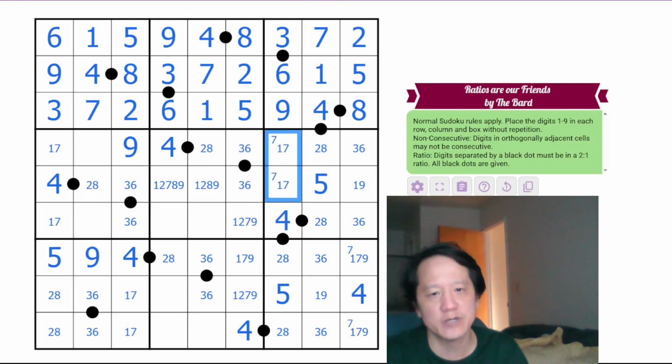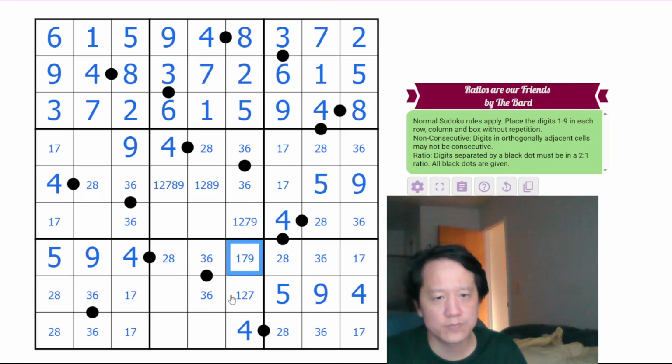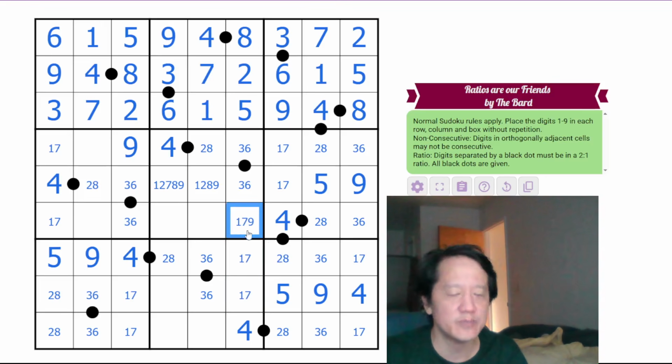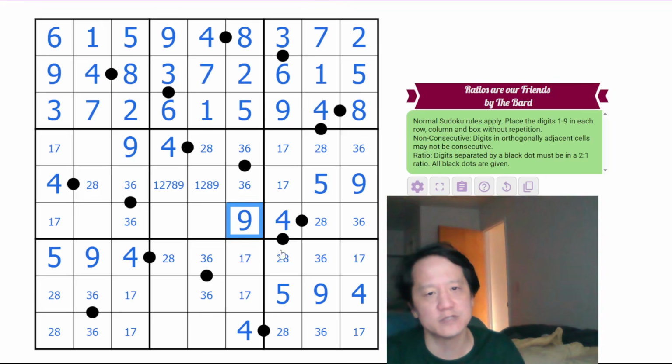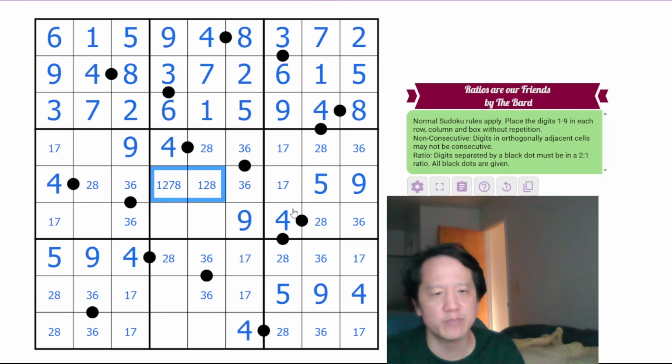It's 1, 7 as a pair, which eliminates 1, 7 in the rest of the box. This can't be 1. It's 9. That means this can't be 9 here. No 9 here. It's 1, 7 as a pair, which again eliminates 1 and 7 in the rest of the box. So this can't be 1. It's 9. So no 9 here. 9 eliminates 9 from being there also. 2 eliminates 2 from the rest of the column, so this is a 1, 7 pair, which eliminates 1 and 7 in the rest of the column. So this is 9. That eliminates 9 in the rest of the box. Okay.